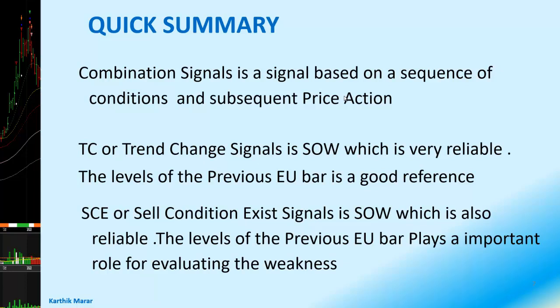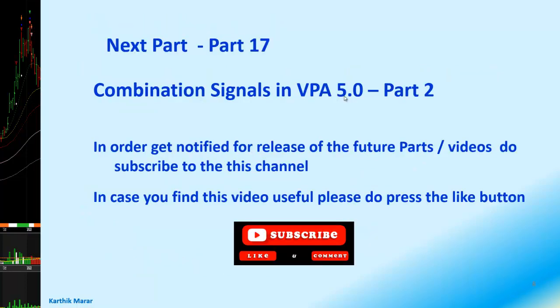The second one is called the SCE bar, or sell condition exists. This too is a signal of weakness which is also reliable. The level of the previous EU bar plays an important role in evaluating the weakness. In the next part, we will look at the remaining combination signals in VPA 5.0.